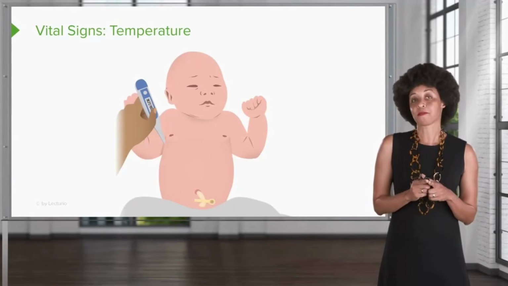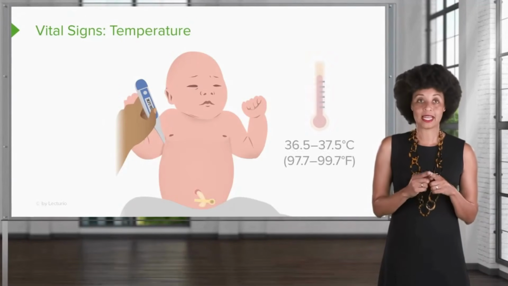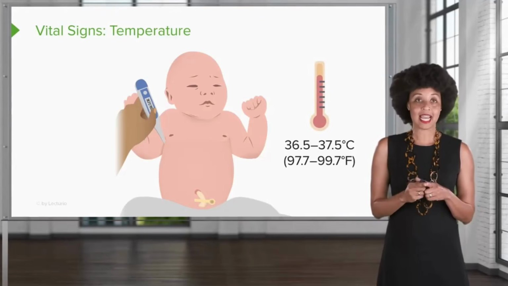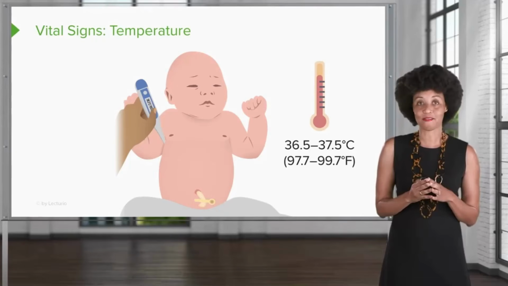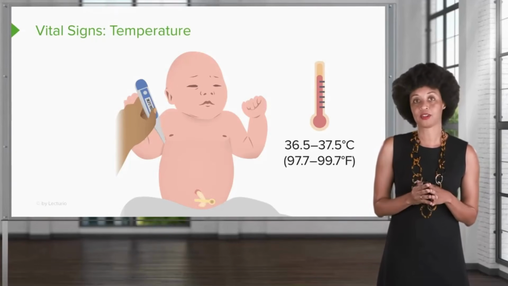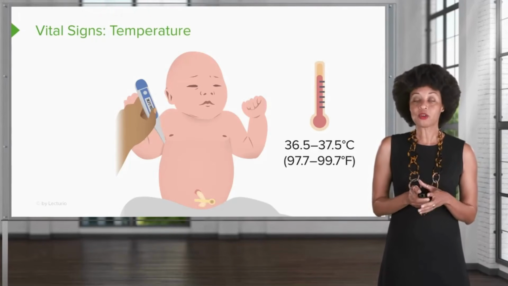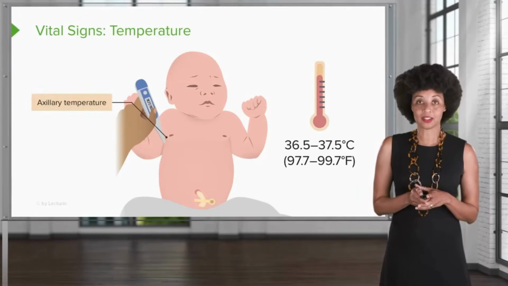So typical temperature for a newborn is anywhere between 97.7 and 99.7 degrees Fahrenheit. And that translates to 36.5 or 37.5 degrees Celsius. We're typically going to also take the vital signs axillary.